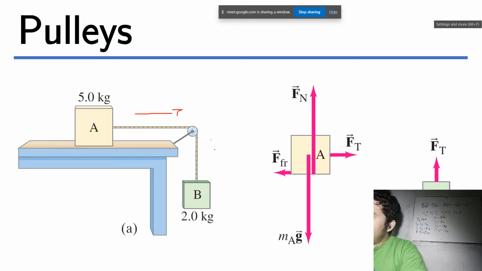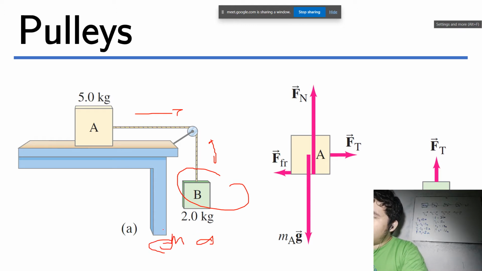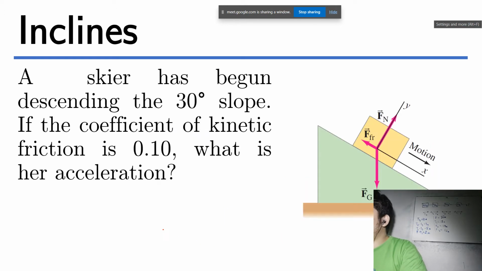And dahil pababa yung B dito, yung force nito is MA, di ba? Negative MA. Lalagyan mo ng negative kasi pababa siya kapag nag-Newton second law ka na.